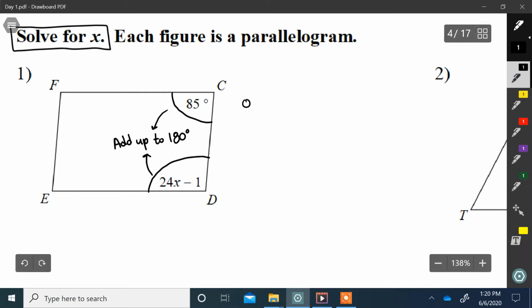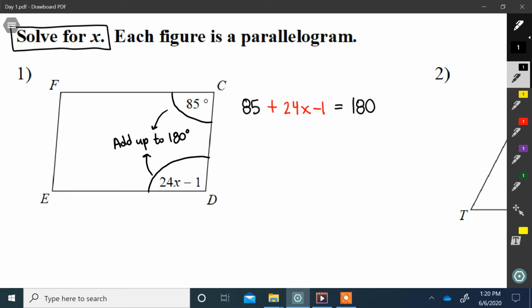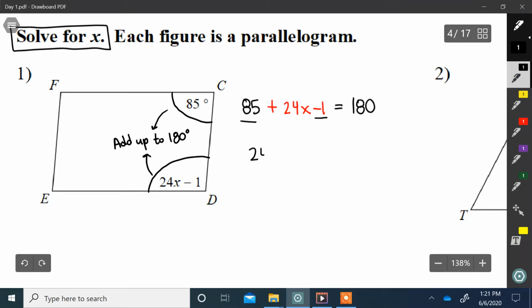For example, I know that 85, that is my first angle, plus 24x minus 1. When I add those two angles, that's gonna add up to 180 degrees, because that's one of the properties of parallelograms. Now let's go ahead and solve for x. First of all, I'm gonna combine those two. We have 24x, 85 minus 1 is gonna be 84.